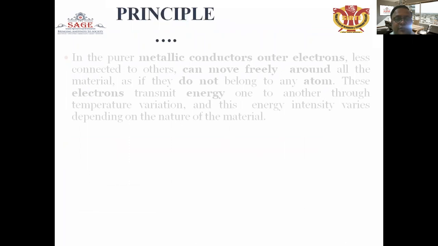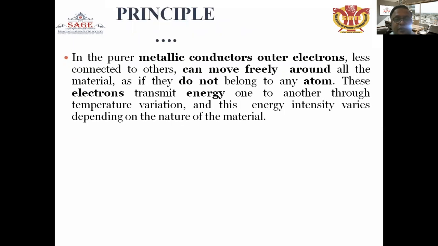So what is the principle? In a pure metallic conductor, outer electrons, less connected to the atoms, can move freely around all the material as if they do not belong to any atom. These electrons transmit energy from one to another through the temperature variation, and this energy intensely varies depending on the nature of the material. तो यहाँ पे मटेरियल कंडक्टर इस तरीके से रहते हैं, यदि दो सिमिलर मटेरियल रहेंगे तो उसमें एनर्जी का मूवमेंट बहुत धीमा रहता है, और दो डिसिमिलर मेटल्स में जहाँ पे जंक्शन बनता है वहां पे इलेक्ट्रॉन्स का मूवमेंट ज्यादा रहता है.